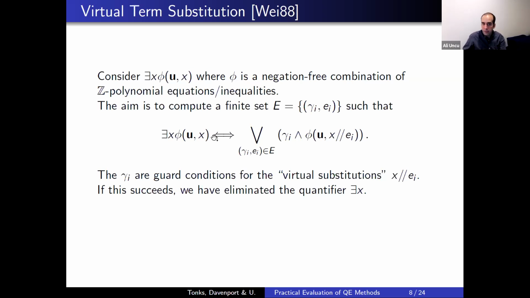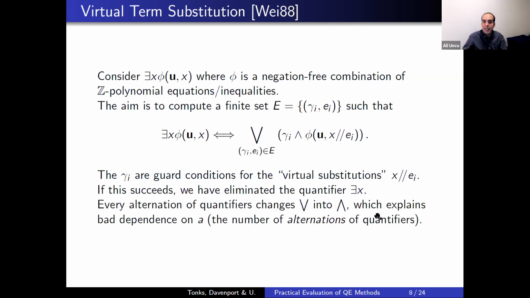So if this succeeds, if we can go from the existentially quantified Tarski formulae to the right-hand side, it means that we eliminate x. The variable x just goes away. And it should be said that the number of alternations in quantifiers matters a lot here, because whenever you go from a there exists to a for all statement, you need to do a negation of the whole Tarski formulae to get a there exists statement, and that makes all the disjunctions into conjunctions. So this virtual term substitution is actually heavily dependent on the number of alternations of quantifiers.